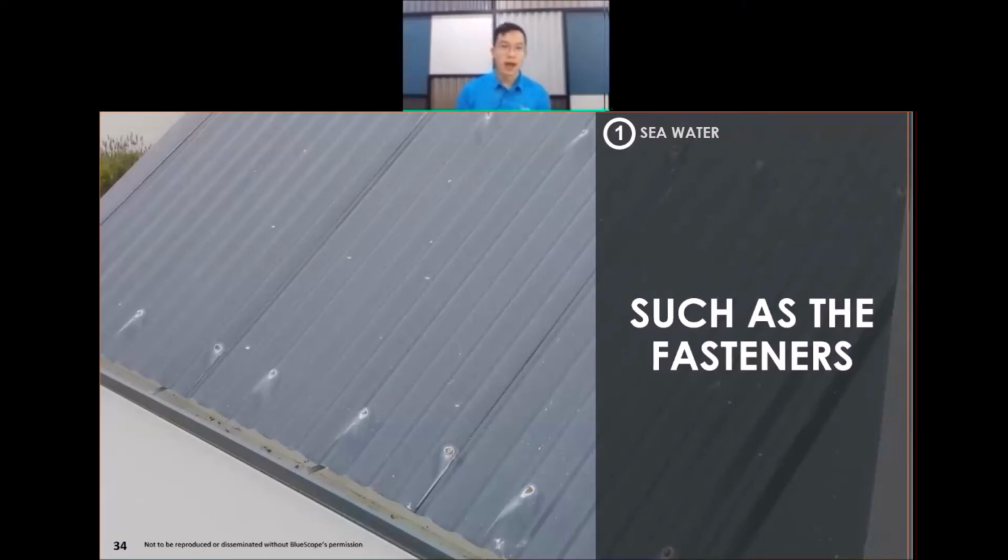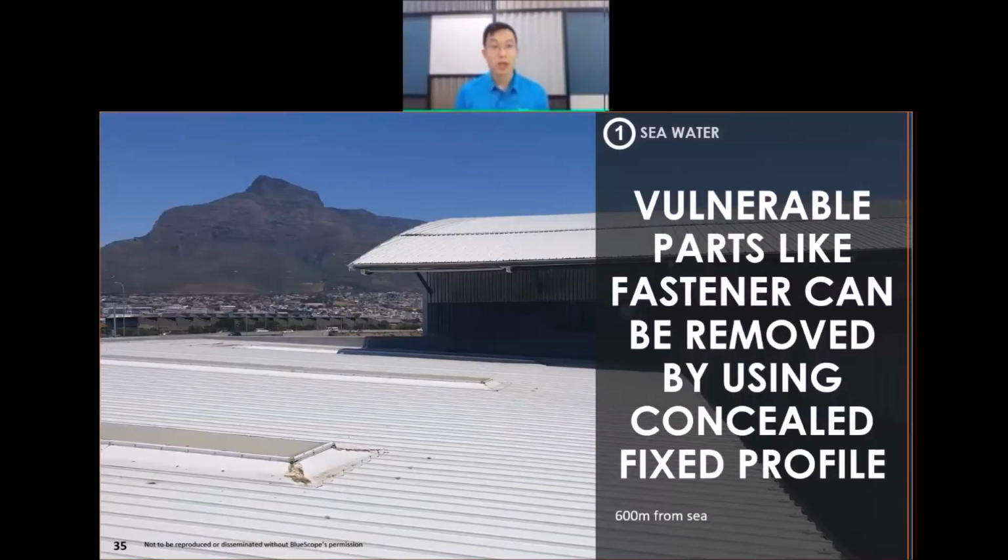Okay, and to eliminate this, one of the options that is widely available out there is to use a concealed fix profile. Okay, so this eliminates any type of external fastening, and hence eliminates the risk of fastener failure on the outside.